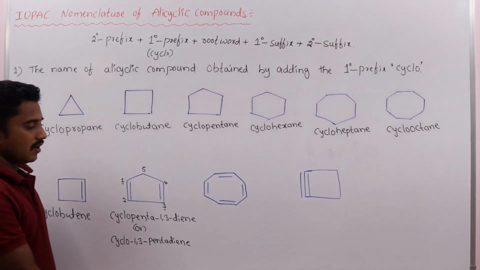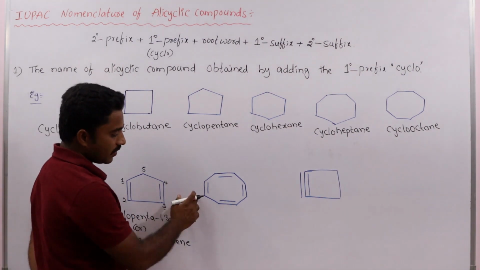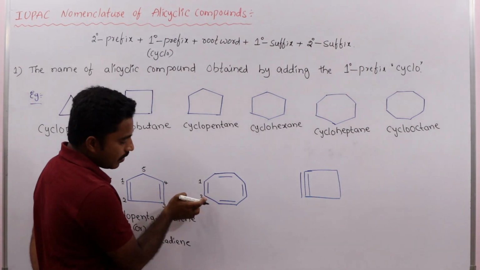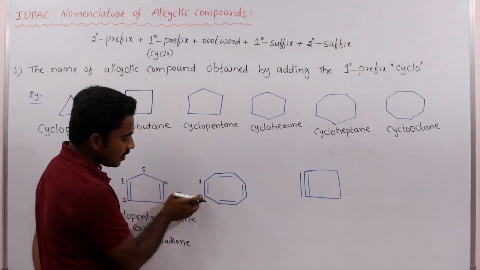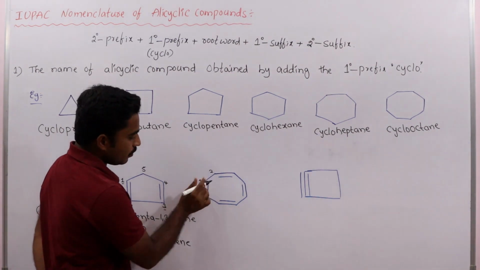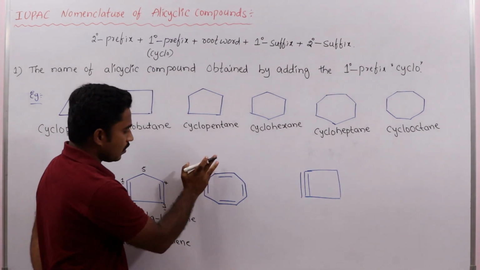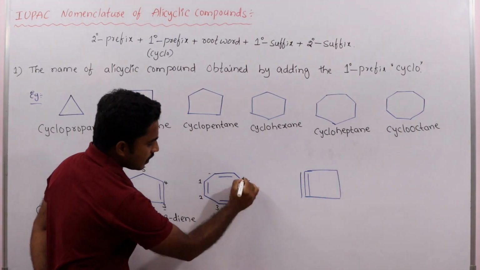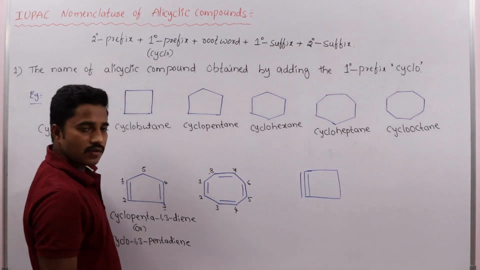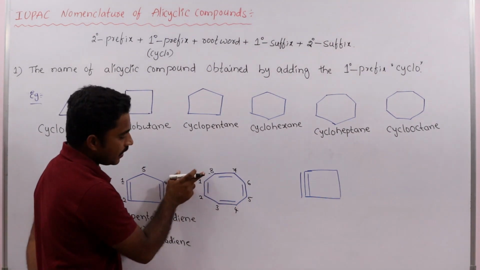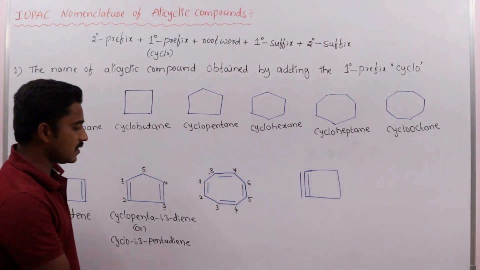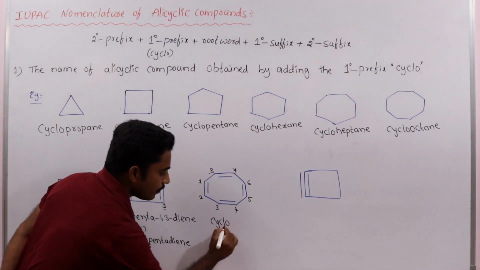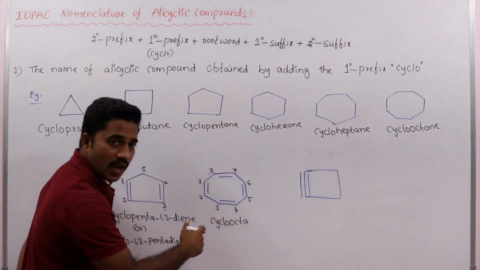Both are correct. So when we come to here, start numbering from any of the double bonds. I am starting here, 1, 2. A double bond should be present between two continuous numbers. Don't give it like this, 1, 2, because there is no double bond. 1, 2, 3, 4, 5, 6, 7, 8. So this is a cyclic ring containing 8 carbons, an 8-membered ring. Then we have to use the prefix cyclo, octa. More than one double bond is there.